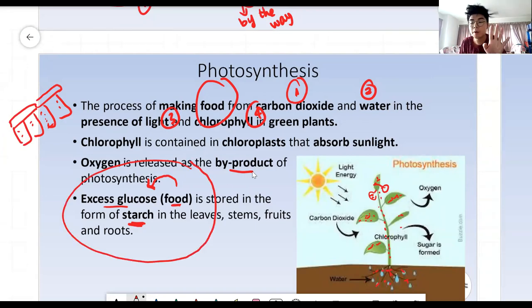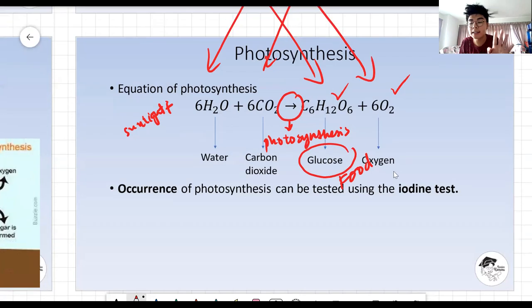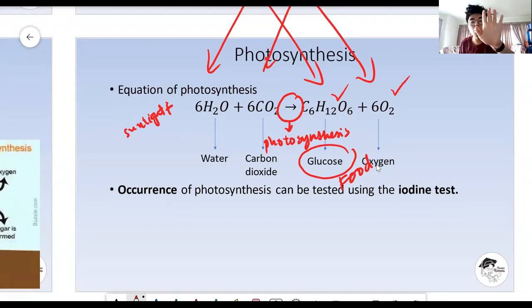So, they will produce the food as glucose. Makanan untuk tumbuhan dihasilkan dalam bentuk glukosa. Glukosa yang berlebihan akan disimpan dalam tumbuhan dalam bentuk kanji. Okay, so glucose food. Going through photosynthesis, water and carbon dioxide give you glucose and oxygen.